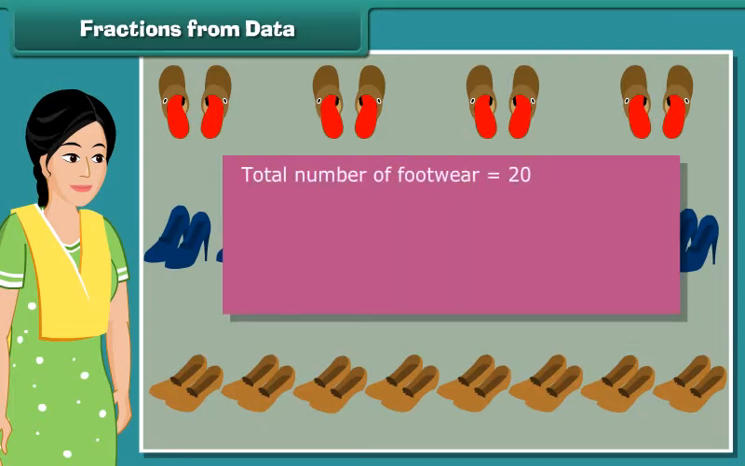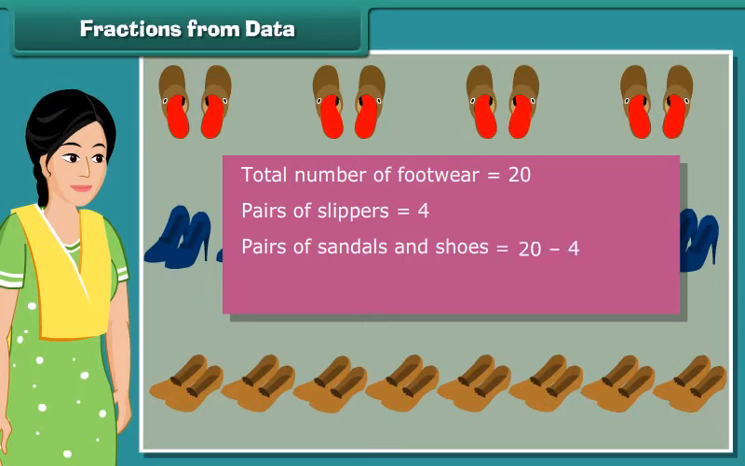Total number of footwear is equal to 20. Pairs of slippers are 4. Pairs of sandals and shoes are 20 minus 4, which is 16. Fraction of sandals and shoes is 16 by 20, which equals 4 by 5.